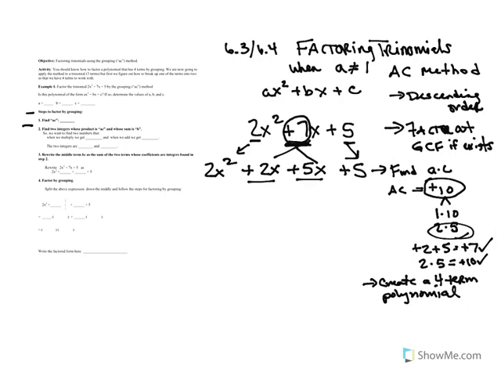So now my polynomial is 2x squared plus 2x plus 5x plus 5. Well, this is 4 terms. So we go back to our 6.1, which tells us we can factor this by grouping. What is factoring by grouping? We just split the problem. So we factor by grouping.